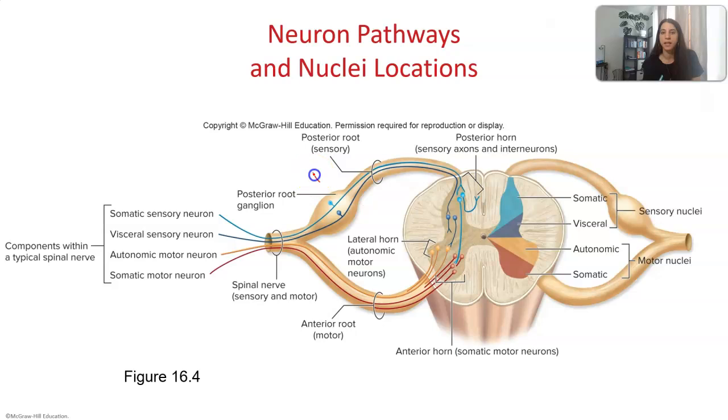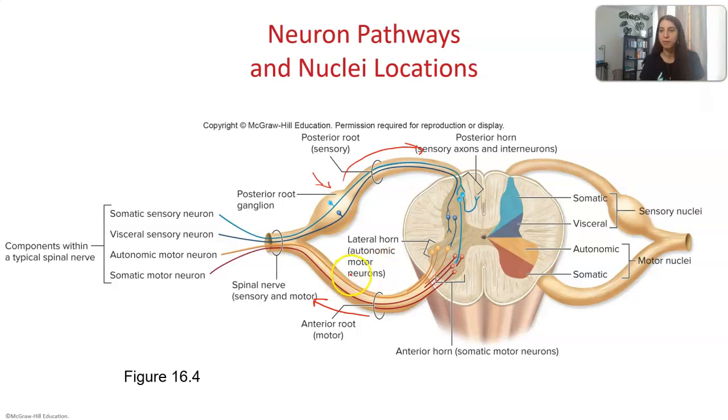Now we identified this structure right here, which is the posterior root ganglion or dorsal root ganglion. The dorsal root ganglion, or posterior root ganglion, contains the cell bodies of sensory neurons. So sensory information, afferent information, enters the spinal cord via the posterior root. Motor information, efferent information, is going to exit the spinal cord via the anterior root.